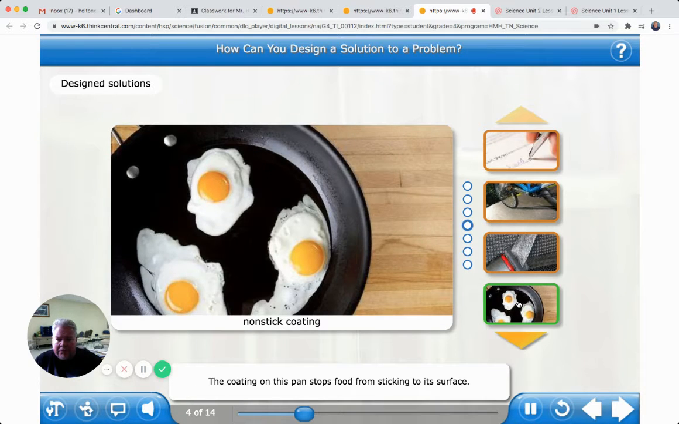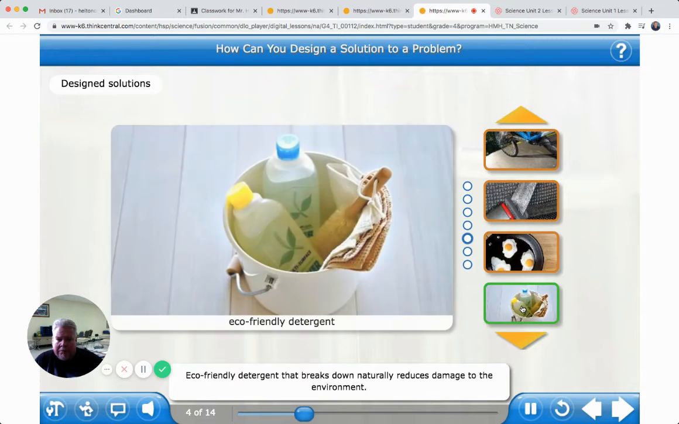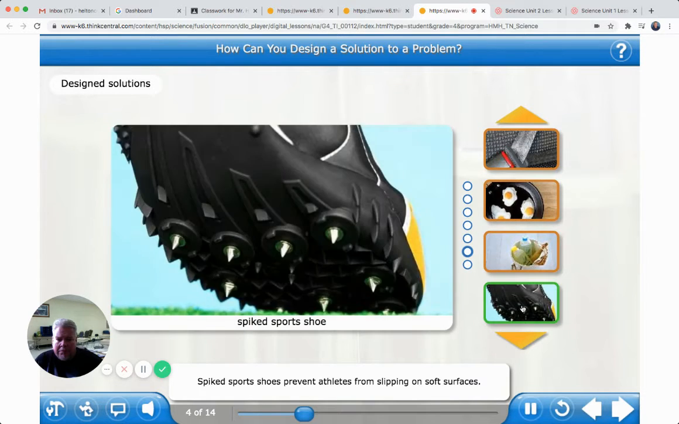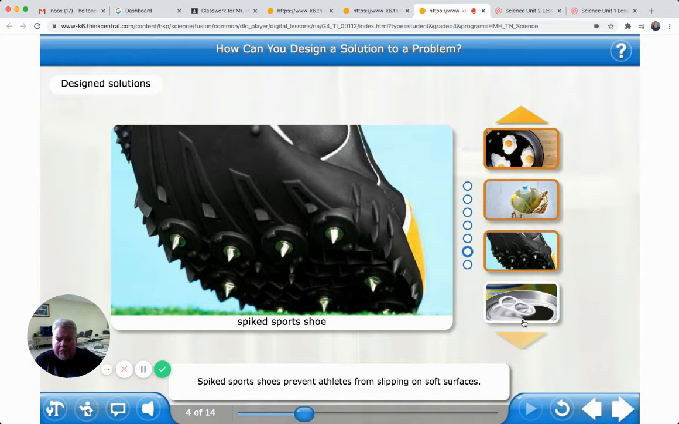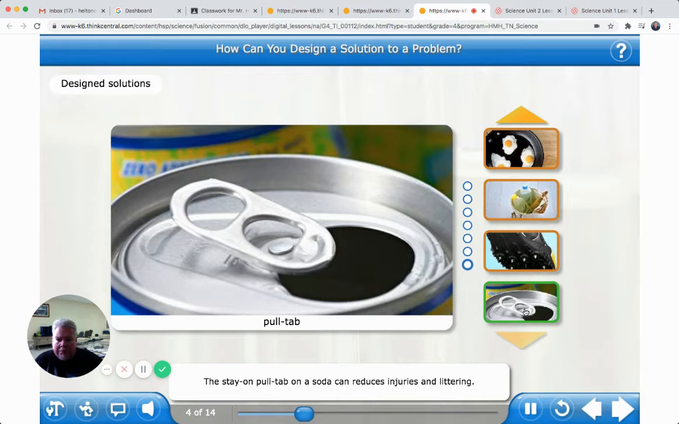The coating on this pan stops food from sticking to its surface. Eco-friendly detergent that breaks down naturally reduces damage to the environment. Spiked sports shoes prevent athletes from slipping on soft surfaces. The stay-on pull tab on a soda can reduces injuries and littering. So all of those have been designed solutions to make things work better, help our environment, make it easier to do something, make it safer.